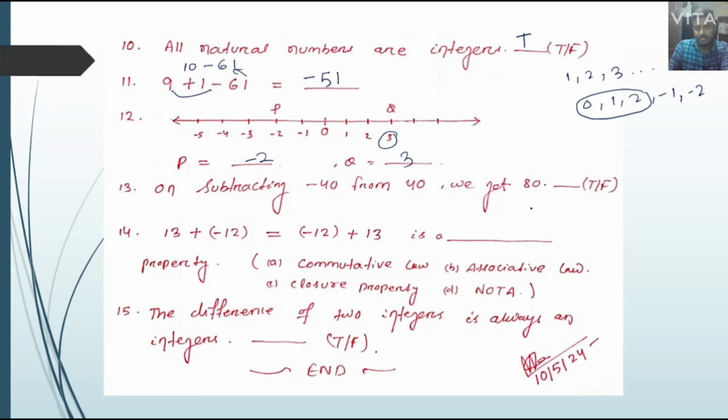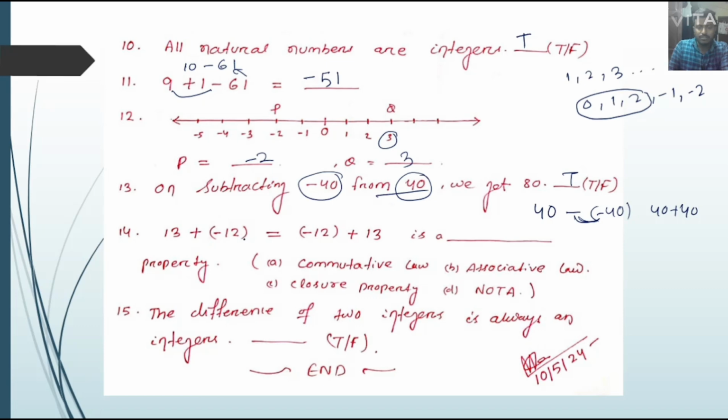Okay, first we check. 40, first we write down from, that is 40. Next, subtract, that is minus. Again minus 40. So first write down. Now here is minus and minus, so plus. So 40 plus 40, that is 80. So this is true. Clear? Check your answer. Now question number 14.